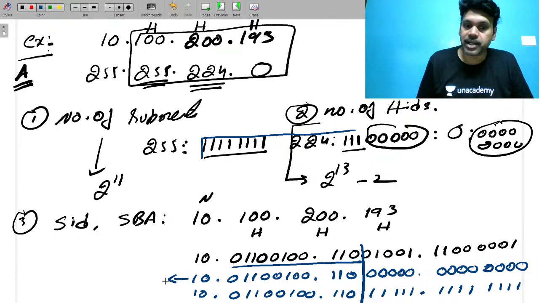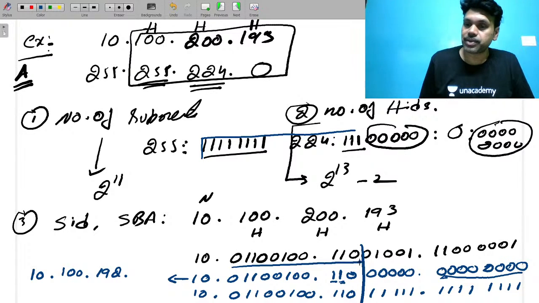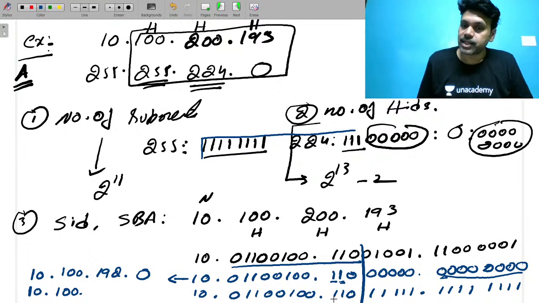Your subnet ID is 10.100.128 and 64, 192, point, all zeros. Next, broadcast is 10.100. It is 192 plus 5, that means 2 power 5, 32, minus 1, 31. That means 223.255.